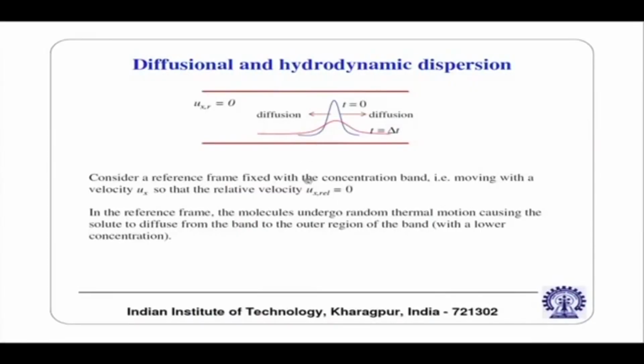So in the reference frame the molecules undergo random thermal motion, causing the solute to diffuse from the band to the outer region of the band because of the concentration gradient. That is what you see from the blue concentration profile: you will see the emergence of the red concentration profile at t equal to delta t.